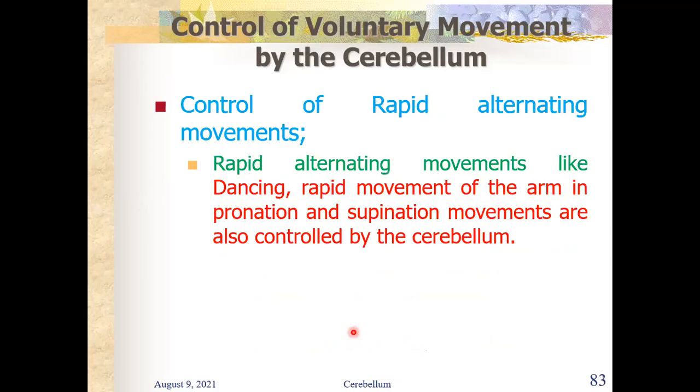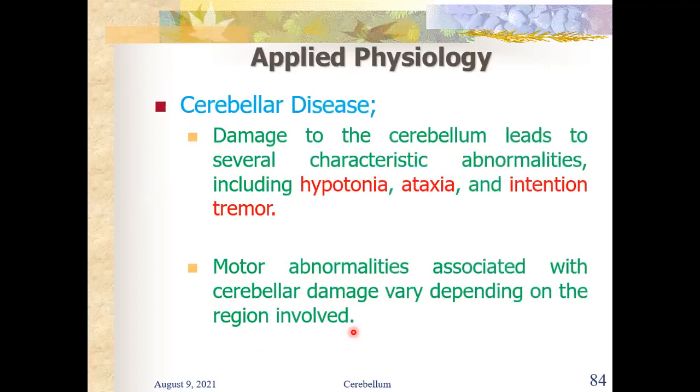Then the cerebellum also plays a role in contributing to rapid alternating movement. Rapid alternating movements like dancing, pronation, and supination movements are also controlled by the cerebellum.